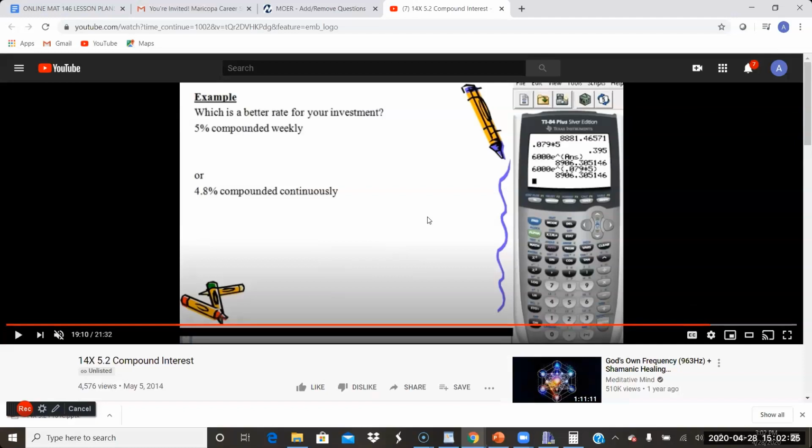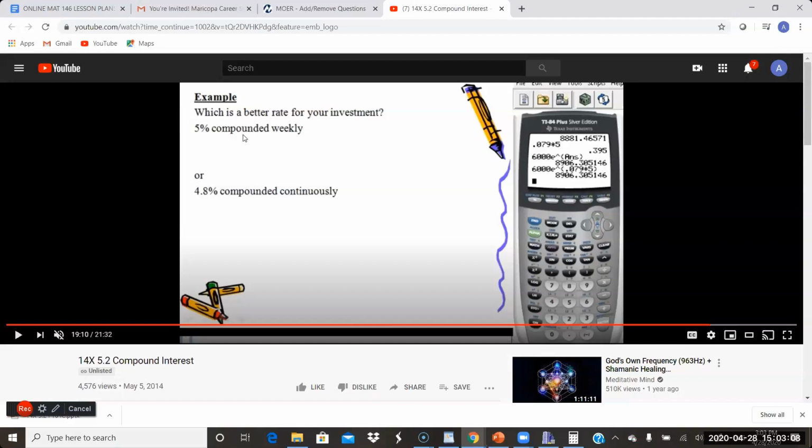So maybe I can have you guys try this. Which is a better rate for your investment? 5% compounded weekly or 4.8% compounded continuously? So instead of having to figure out your principal and your amount and all this stuff, you can use that simple formula that we just did in the last slide to figure out which is a better investment. This helps you decide which account to put your money in, so it does have real world value.